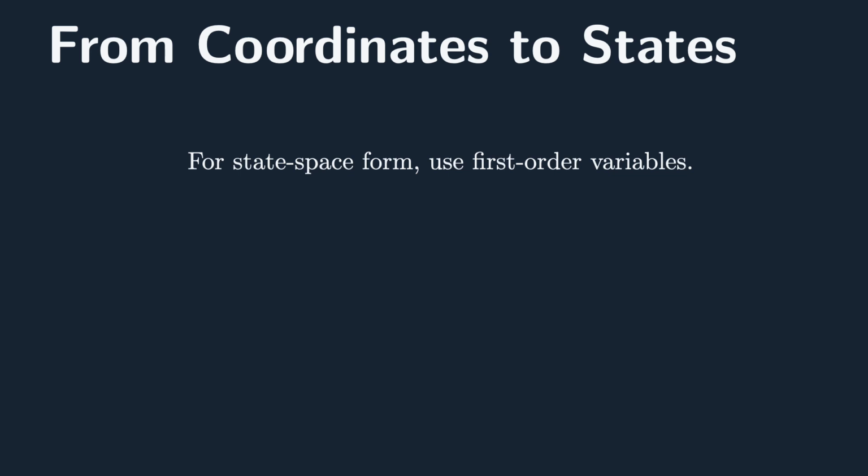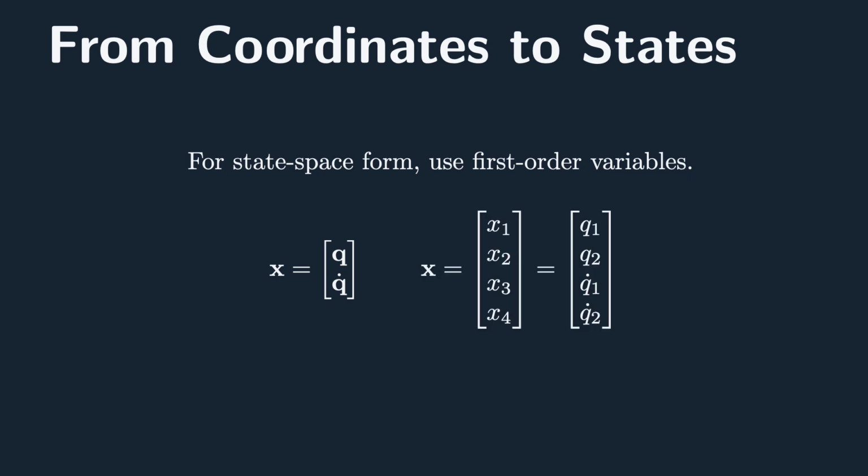For this second order mechanical system, a standard choice is to include the displacement vector q and the velocity vector q dot. So we define x by stacking q and q dot, where q contains q1 and q2, and q dot contains q1 dot and q2 dot. Equivalently, if we label the entries of x individually, then x1 equals q1, x2 equals q2, x3 equals q1 dot, and x4 equals q2 dot. This gives the state count for this example. A 2 degree of freedom system gives 4 states because each coordinate contributes a displacement and a velocity.